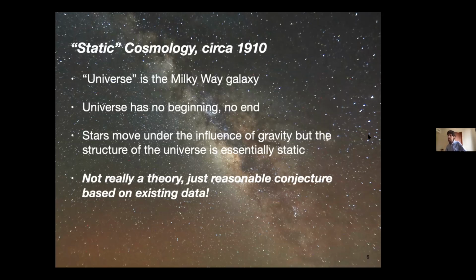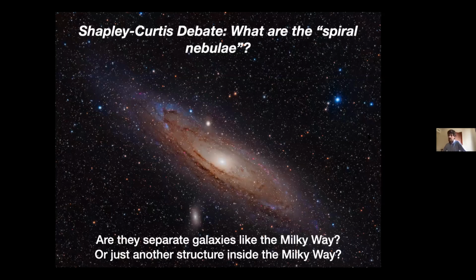And one of the main controversies that existed in this early 20th century period was something called the Great Debate, or also sometimes known as the Shapley-Curtis Debate, which was asking the question, what are these spiral nebula that people saw when they looked out at the stars with their telescopes? They saw these structures that looked like this image, and which today we know, of course, are galaxies.